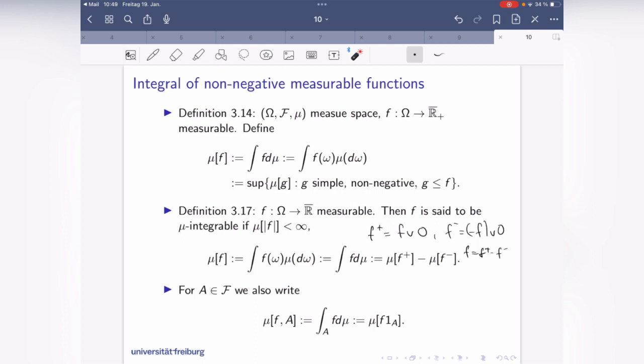Okay, that's this definition. And one notation which we will also use is the integral of f and then a comma and then a set. By this I mean the integral over f times the indicator function of A. That's just notation.